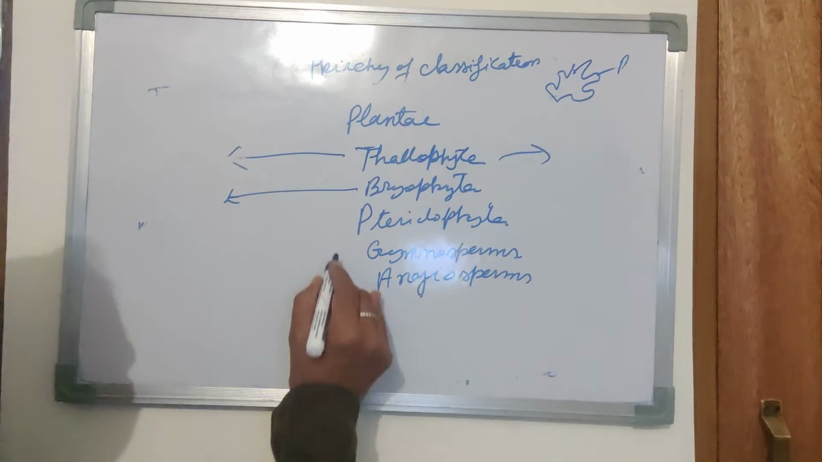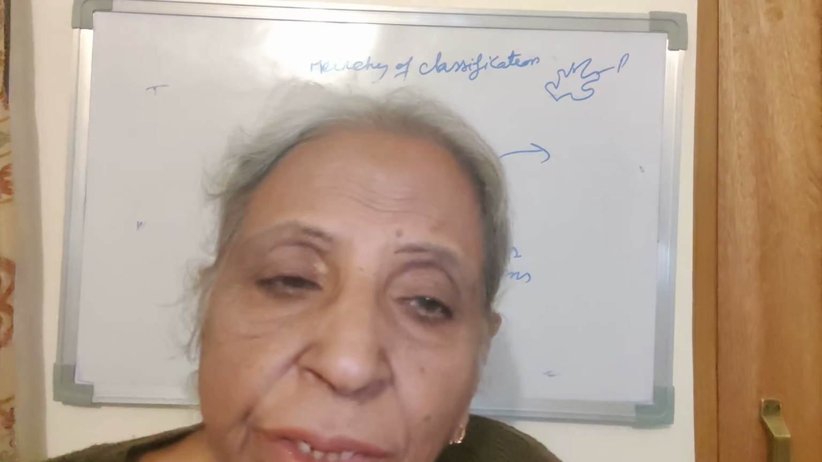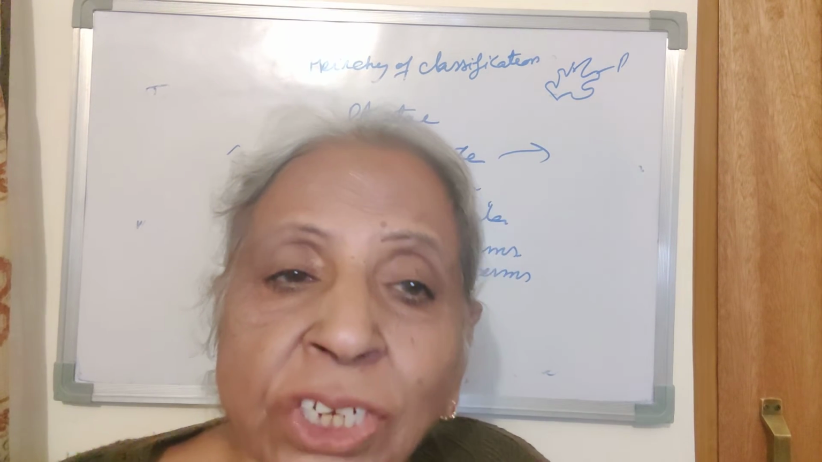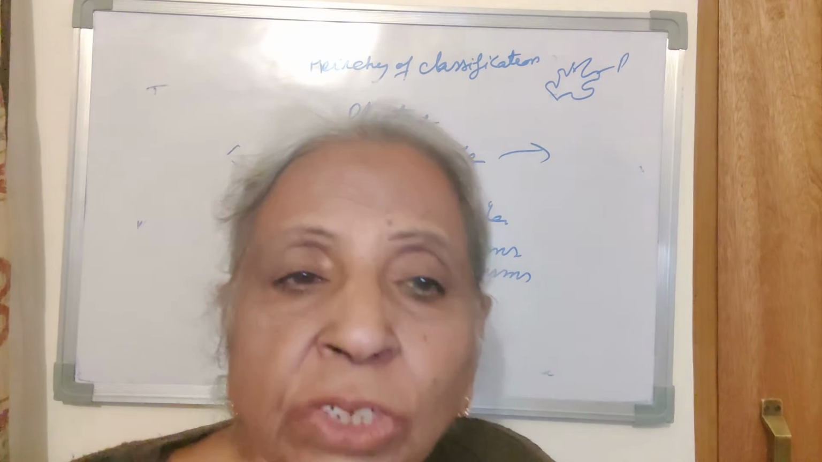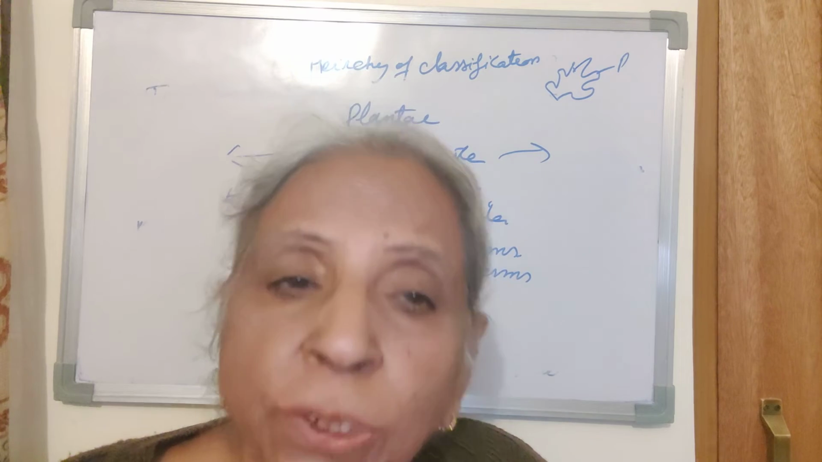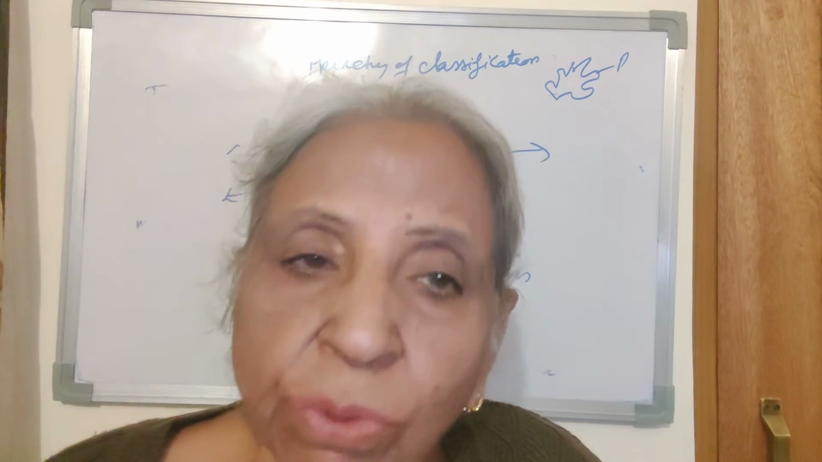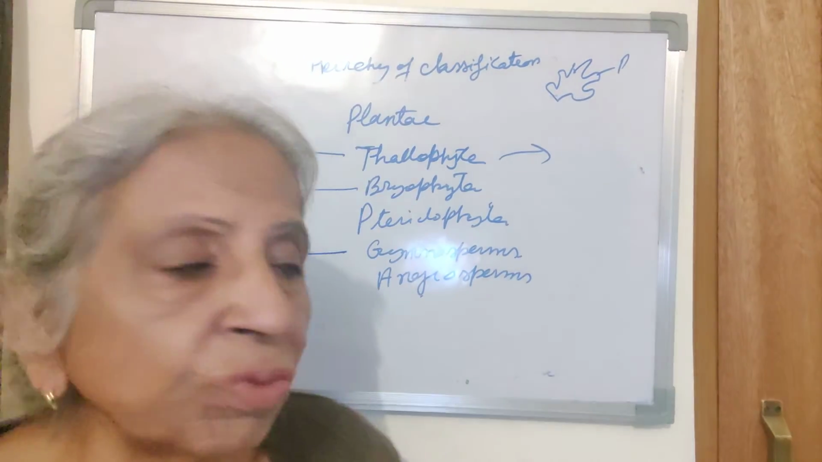Then we come to Gymnosperms. In Gymnosperms, again, distinct roots, stems and leaves are present. Vascular bundles are present. Vascular bundles are nothing but the transporting tissue. They transport the water and minerals to the entire part of the body where they are required, as well as the synthesized food.